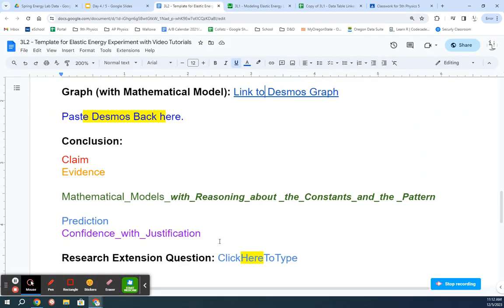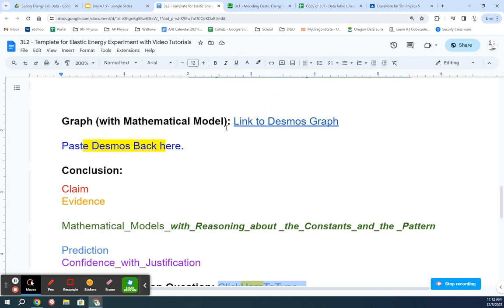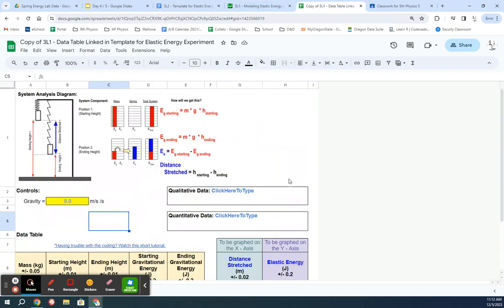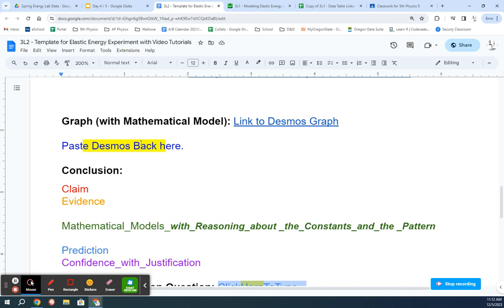And then conclusion, we'll work on with day 5. Again, making sure that you guys are looking at the rubric if you want to maximize your possible points. Do not forget your research extension question. Do not forget your qualitative and quantitative data, right? People always forget those things. So make sure that you guys are not skipping any of those steps.